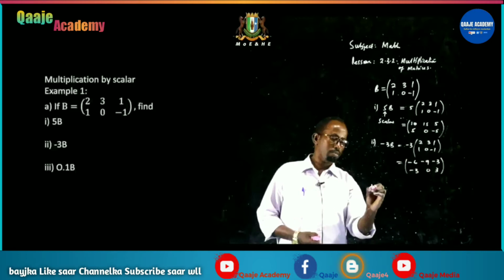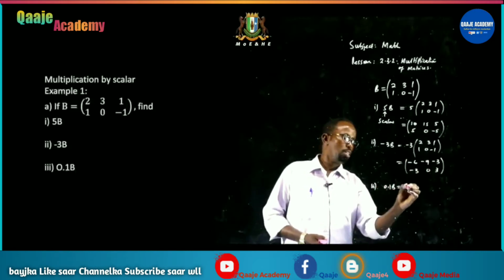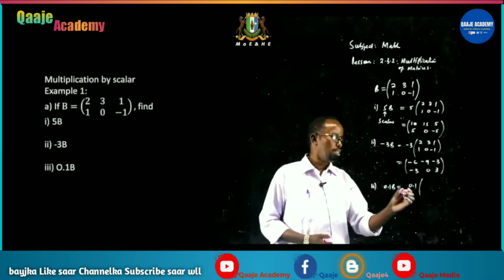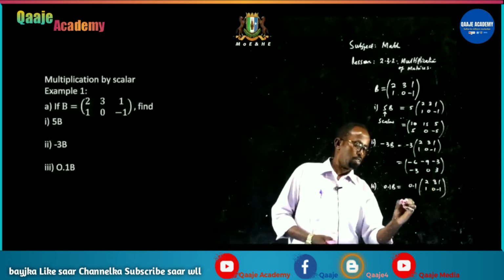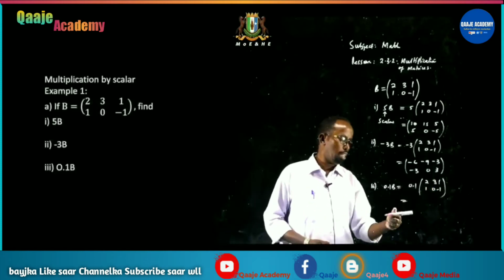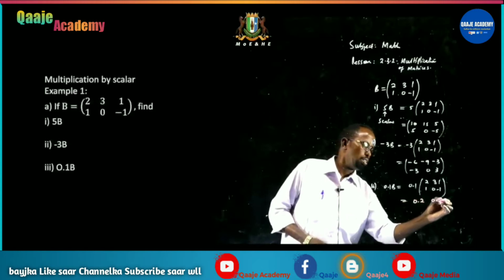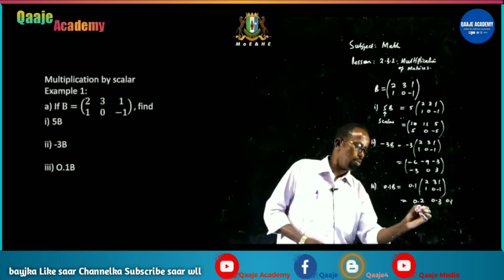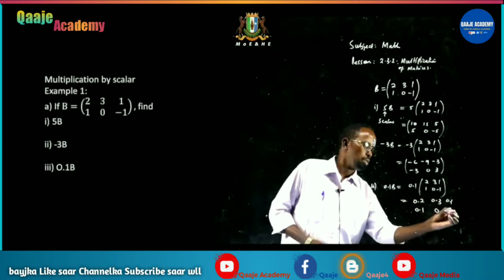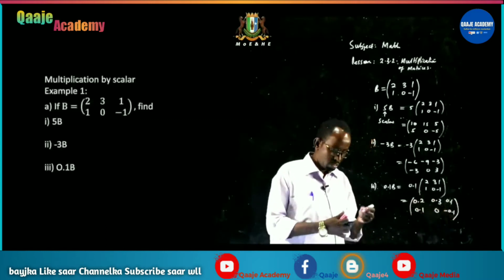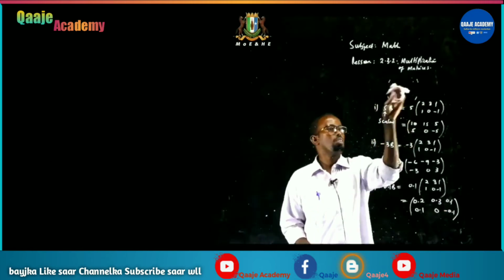Number 3 is 0.1B. 0.1 times B, [2, 3, 1; 1, 0, -1]. This will be multiplied by the entries inside. You get 0.2, 0.3, 0.1, 0.1, 0, and negative 0.1. So that is the answer to that example.